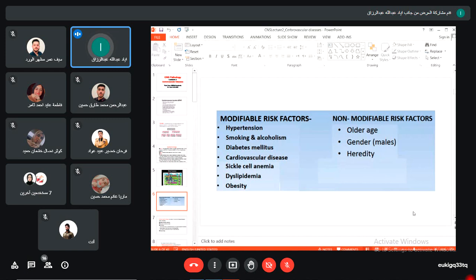From now on, when I say CVA, I mean cerebrovascular accident. This term you will use throughout your medical life. This abbreviation, CVA, indicates stroke. And lastly, the last one from the modifiable risk factors is obesity. Of course, we could manage overweight by certain dietary regimes or drugs that lower the desire for eating.